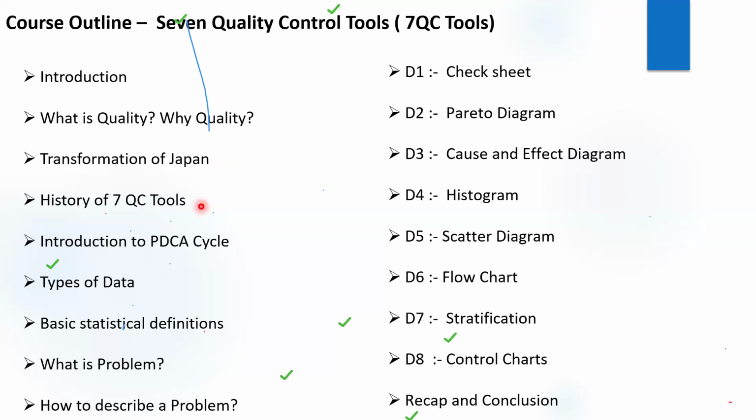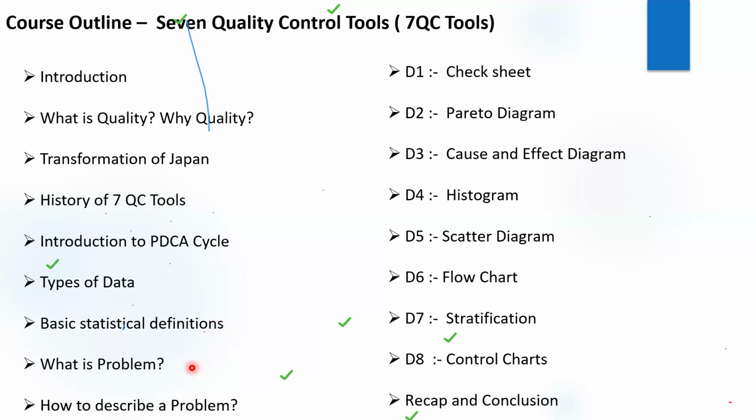Transformation of Japan, history of 7QC tools, introduction to PDCA cycle. There is no time, so you can check that PDCA cycle. It is not part of 7QC tools, otherwise I would show you a slide. Types of data, clear? Yes, absolutely clear. Basic statistical definitions: mean, median, mode, range.